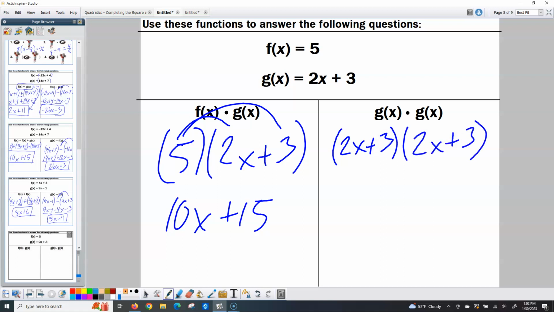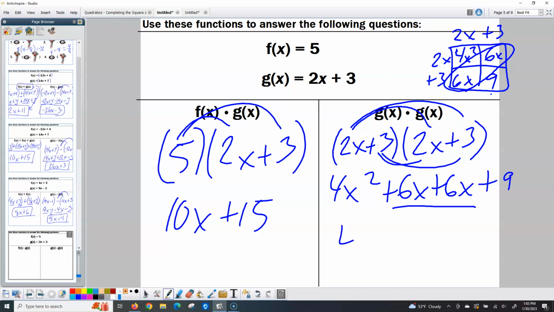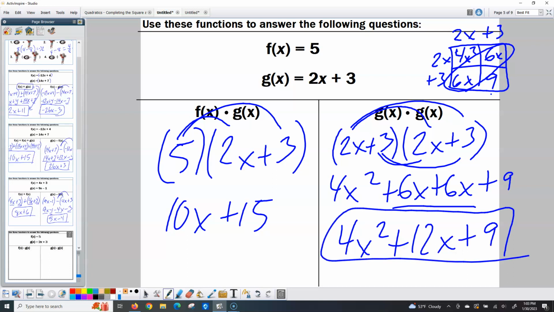G of x times g of x, that would be 2x plus 3 times 2x plus 3. And whether you FOIL or whether you use the box, sometimes people would use the box. They have 2x plus 3 and then 2x plus 3 and get 4x squared. This would be 6x, 6x, 9. Combine your like terms right there. It's going to be 12x. Or you could FOIL, first, outer, inner, last. So first would be 4x squared. This would be plus 6x. This would be plus 6x. This would be plus 9. Combine your like terms just like in the box up there. 4x squared plus 12x plus 9 would be your final answer.